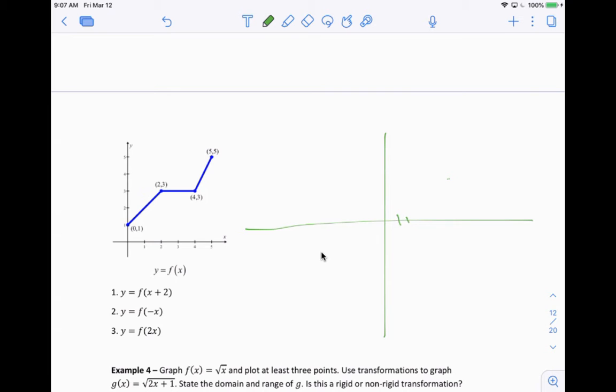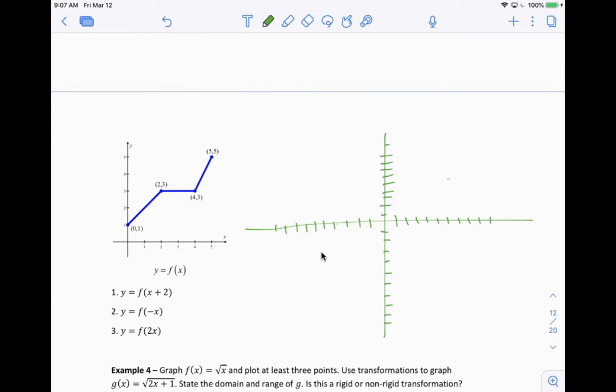So 1, 2, I'm going to make these small. 1, 2, 3, 4, 5, 6, 7, 8, 9, 10 along each axis direction. All right, it's not perfect, but it's good enough.